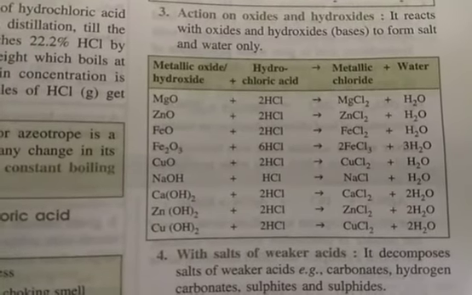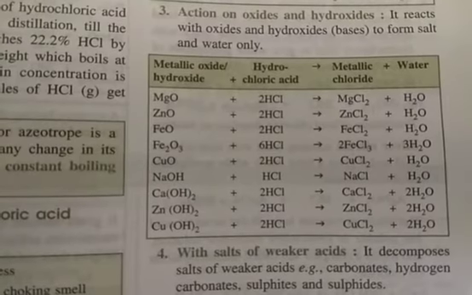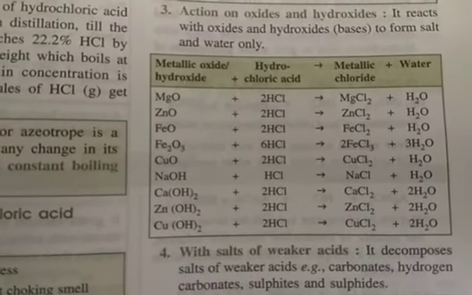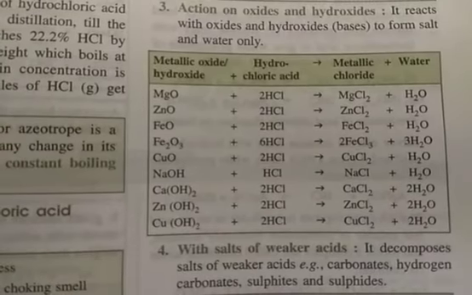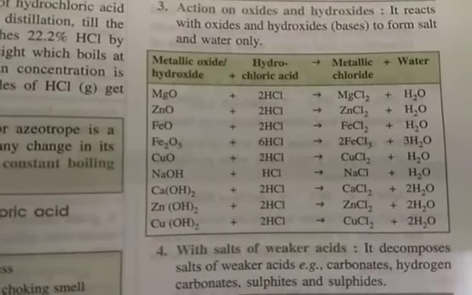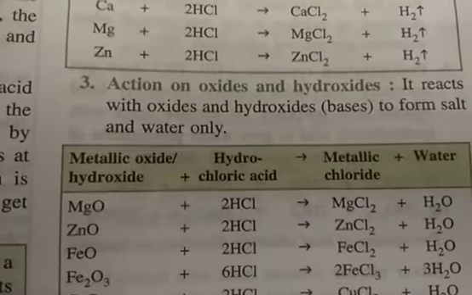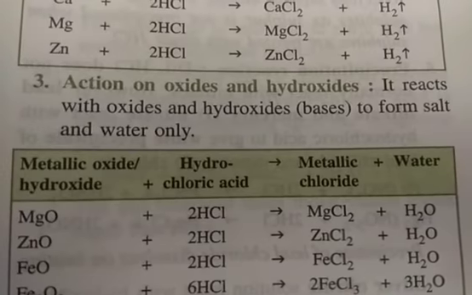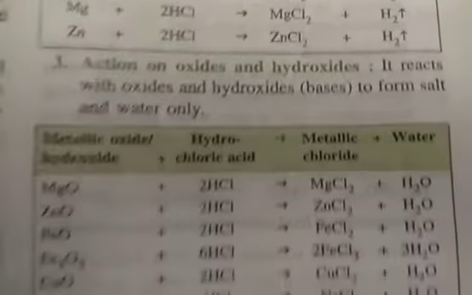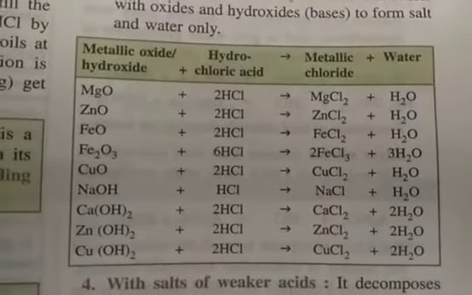So any base like copper hydroxide, zinc hydroxide, calcium hydroxide, sodium hydroxide, if they react with HCl, they will produce the corresponding chloride and water. So basically you need to have this thing. The general equation is written in the form of words and then simply substitute the compounds over there.